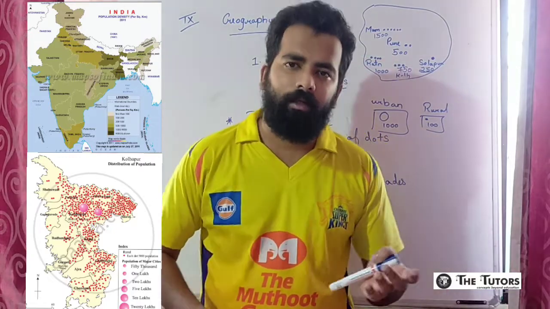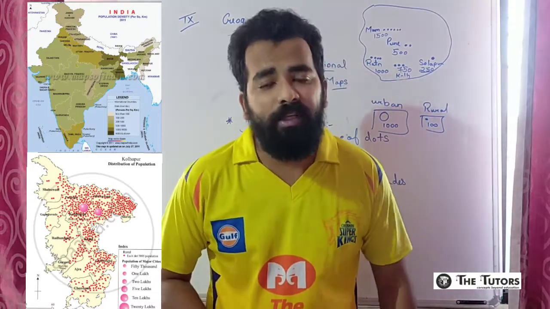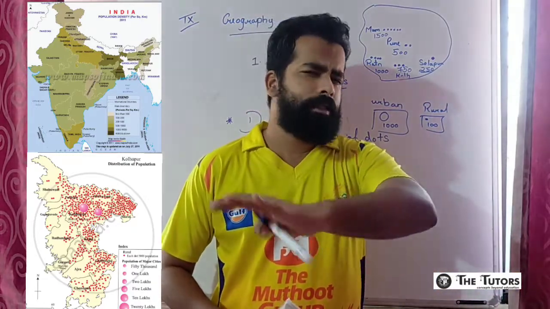Like, I just gave you an example of the red color. The lightest red and the darkest red are used to show population. If the color is light in certain areas, that means the population density is low in that particular area, and if the color is dark, then the population density is more.